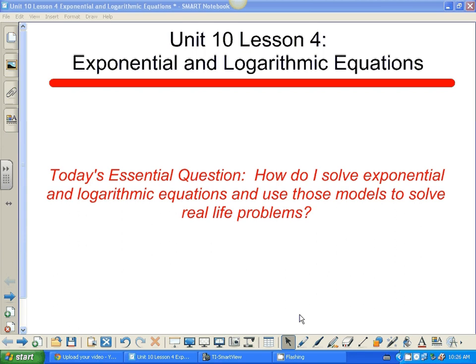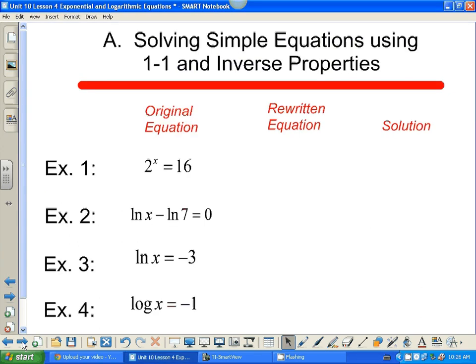Welcome, friends, to Unit 10, Lesson 1 on exponential and logarithmic equations. Today's essential question: by the end of today's lesson, you should know how to solve exponential and logarithmic equations and use those to solve some application problems.